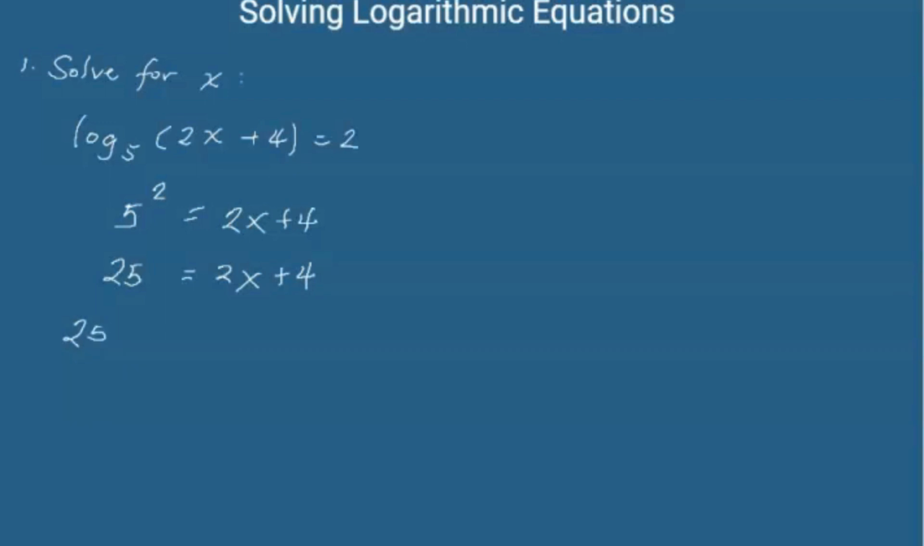So that would be 25 minus 4 is equal to 2x. 25 minus 4 is 21 equals 2x. Divide both sides by 2 to solve for x. Therefore, x is equal to 21 over 2.